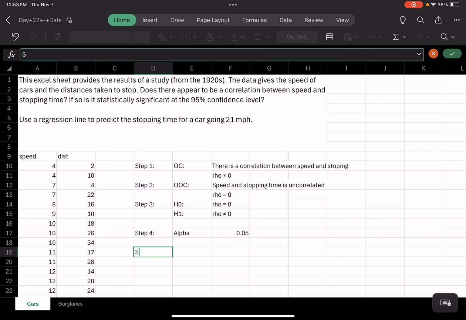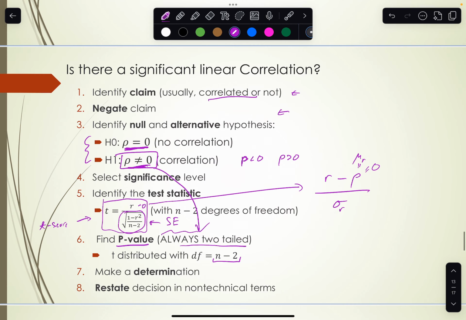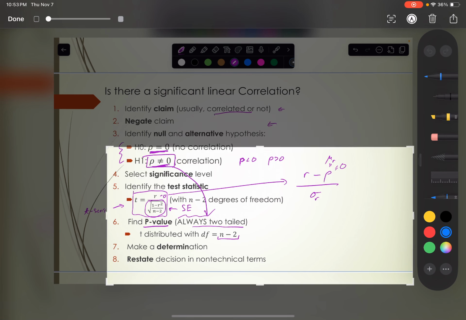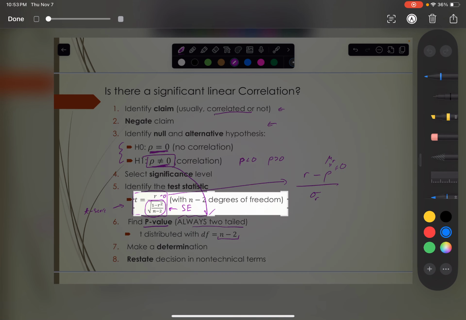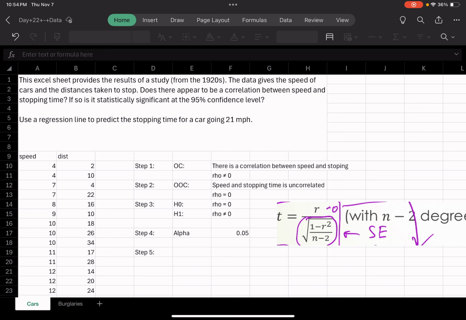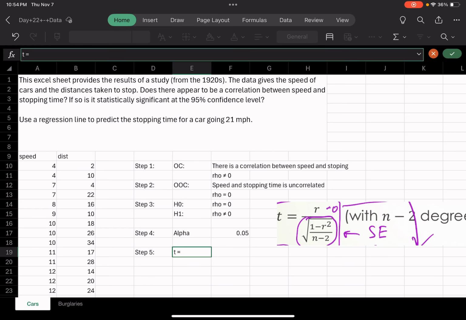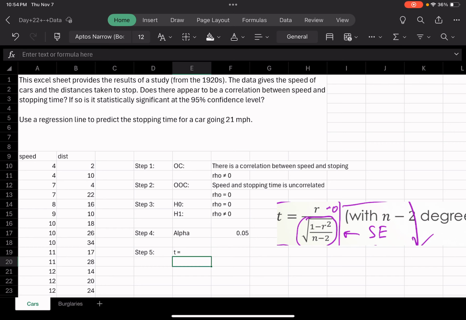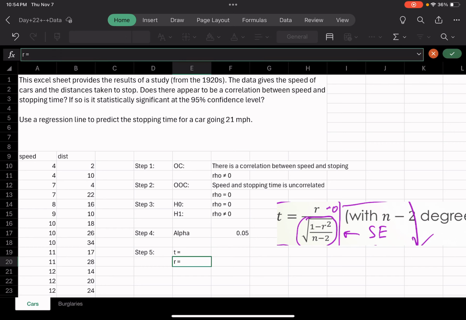Okay, and now step 5. My test statistic. Why don't I go back to my table and find this test statistic? So here it is. I'm going to go ahead and take a screenshot of it so I can paste it for my celebration of knowledge. All right, done. Copy and delete. What I need for this t equals, I'm going to need r, my correlation coefficient. I'm going to need n, and that's about it.